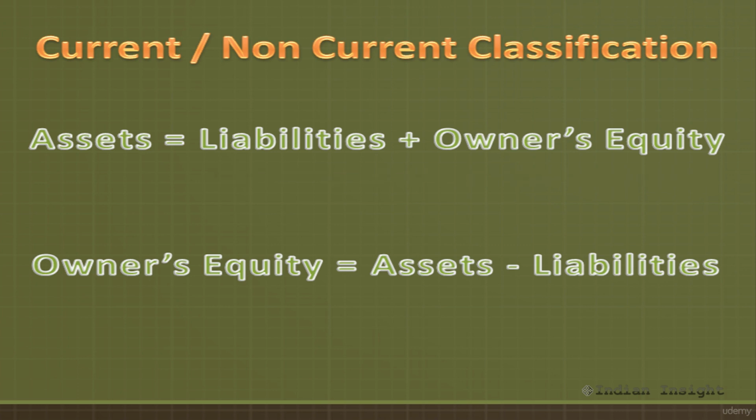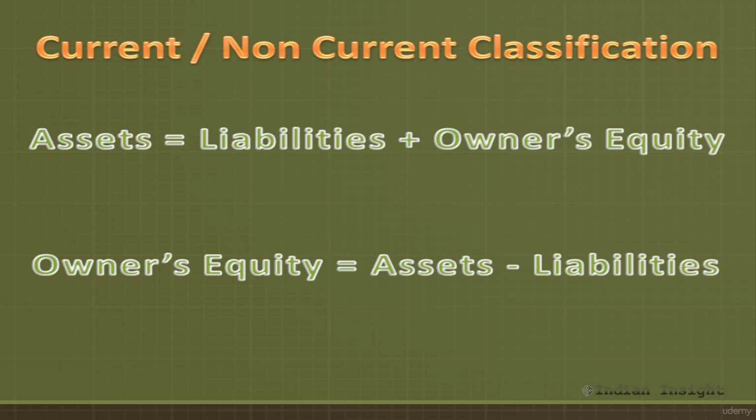Now if we rearrange this equation, we get this formula, which is owner's equity is equal to assets minus liabilities. This arrangement emphasizes that equity holders do not have rights to all assets of the company. They in fact only have residual rights to assets after taking care of the liabilities first.